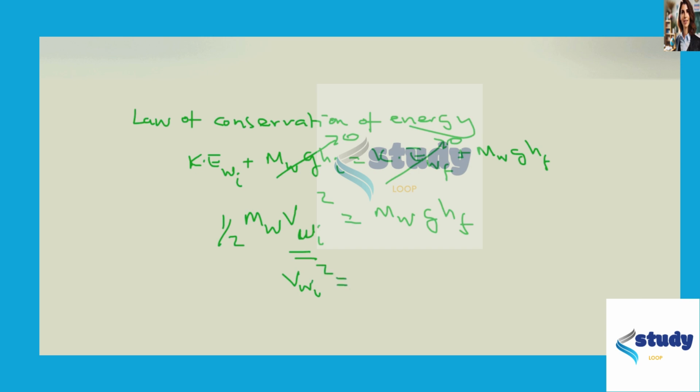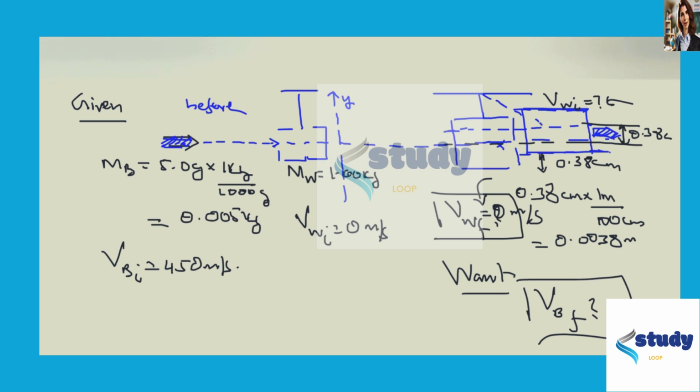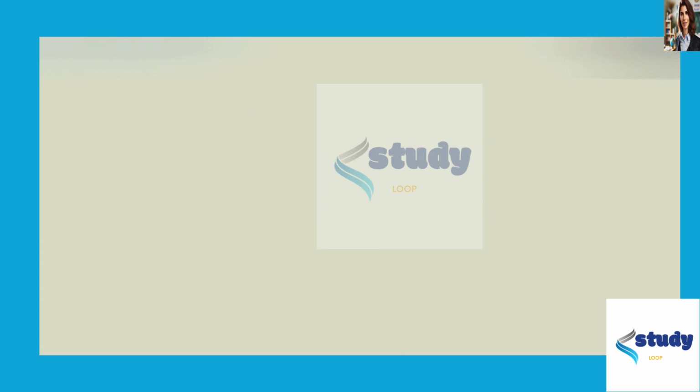Vi squared equals, we multiply both sides by 2 and then divide both sides by the mass of the wooden block. These two cancel out, and we're left with g times the final height, twice. And so the velocity of the block is just square root of 2g times the final height. And remember, the final height is this one right here. This is the final height of the block. And then in the next page, we'll use the law of conservation of momentum.